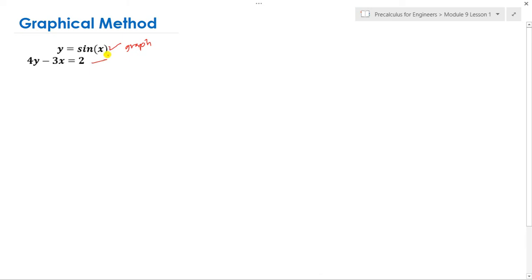The next one we also graph, and this is a linear equation. And then after graphing, we locate the point of intersection. Okay, point of intersection. Why can't it be solved manually? Let's say we're going to use the method of substitution.